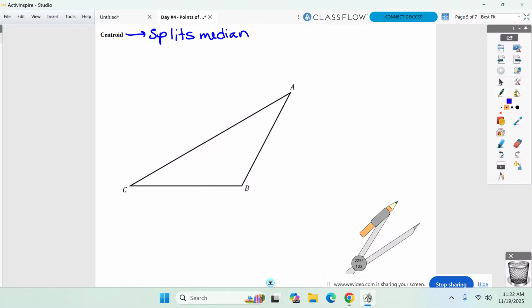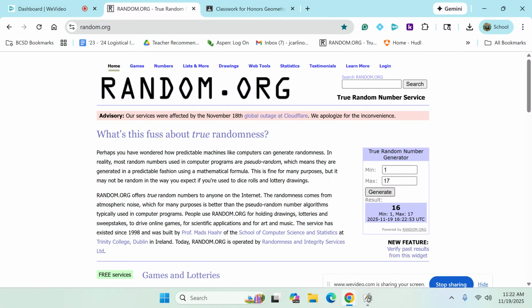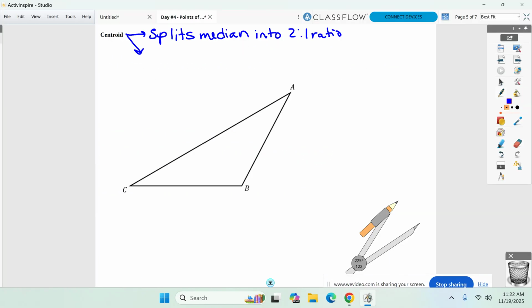I kind of already gave away the other part here, but that's actually how we're going to look at it and check it at the end. How's it form though? It's already up here, but how do you form a centroid? Michael, how do you form a centroid? 3 medians. Yes, 3 medians intersect.